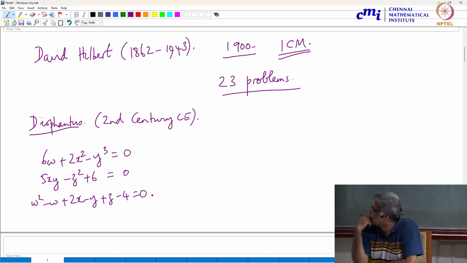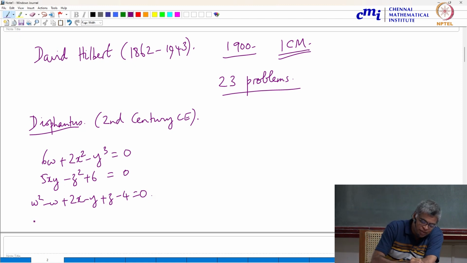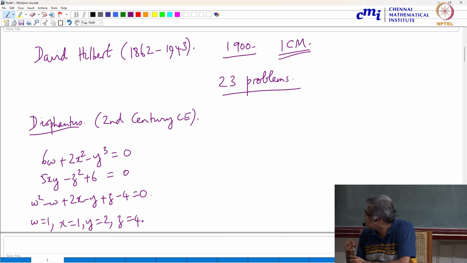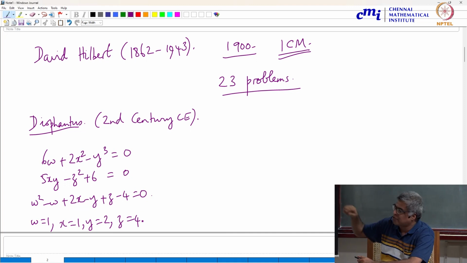Do you have any quick means of solving this? I don't have, so I'll tell you. You can actually verify that this is a solution: W equals 1, X equals 1, Y equals 2, Z equals 4. Importantly, you want to ask for solutions in integers. So you have a bunch of polynomial equations with integer coefficients, and you are asking, are there integer values that I can plug in for the variables such that all these equations are simultaneously satisfied? You can verify that this is a solution.